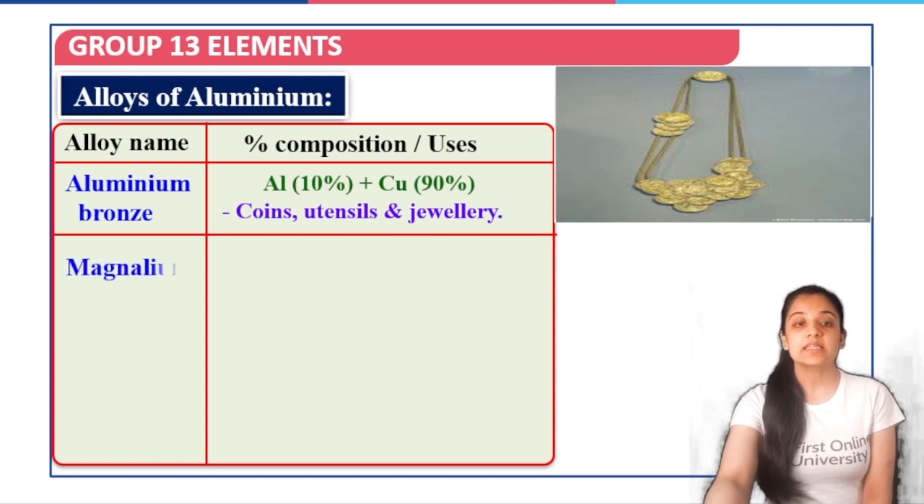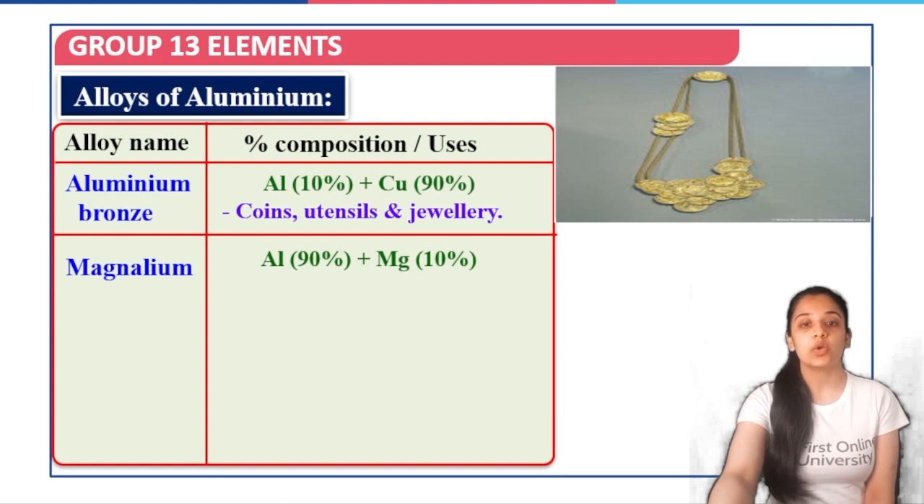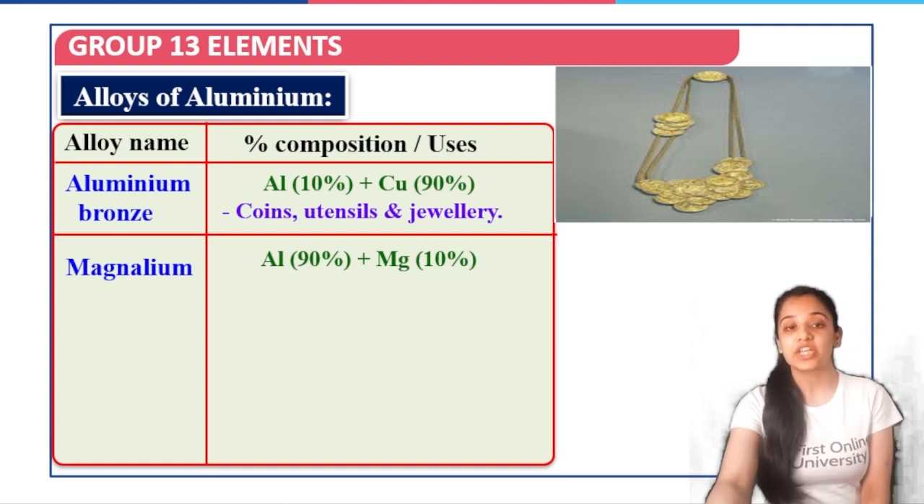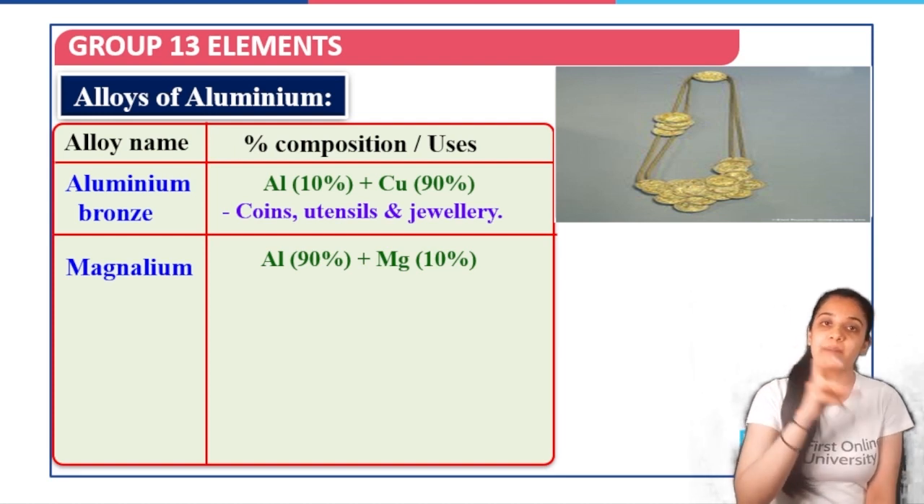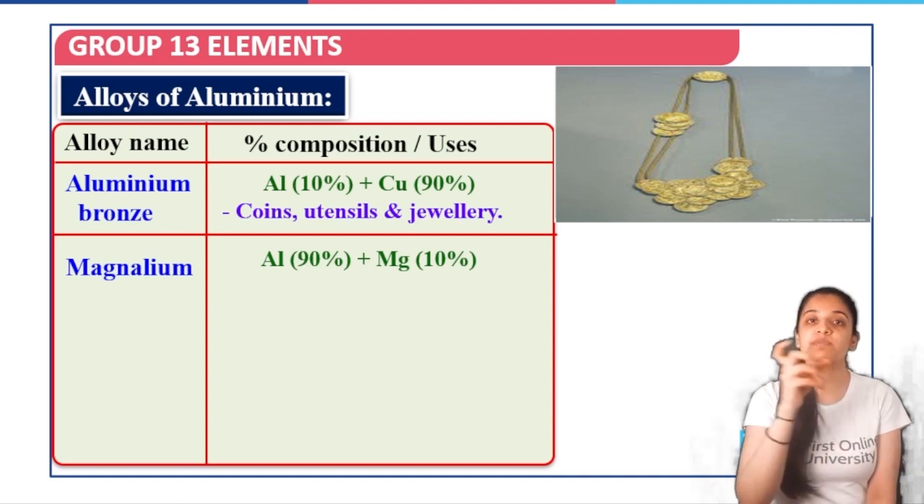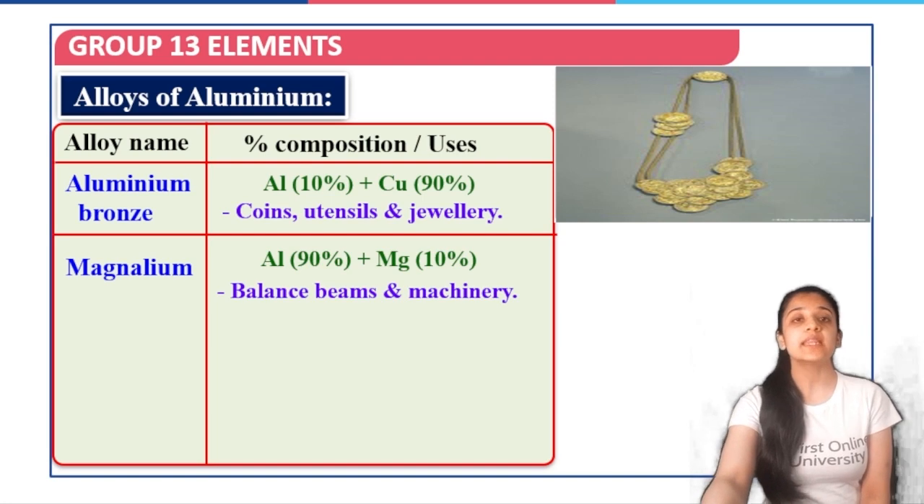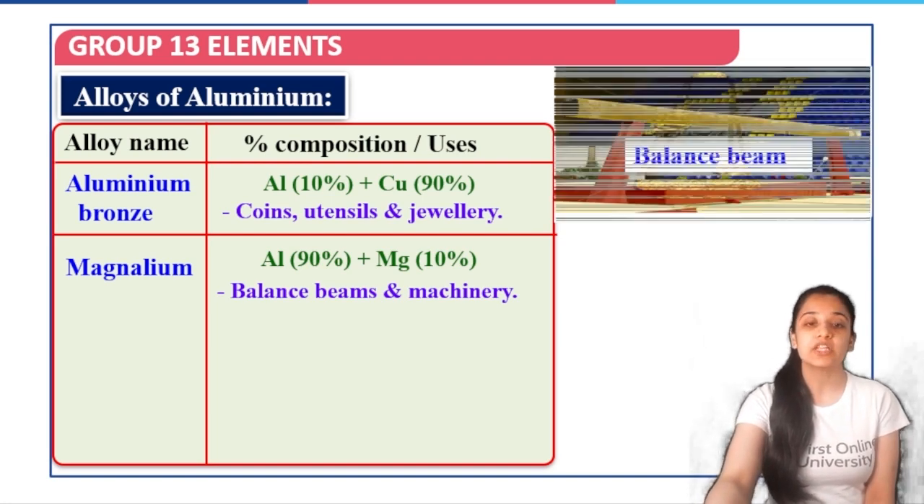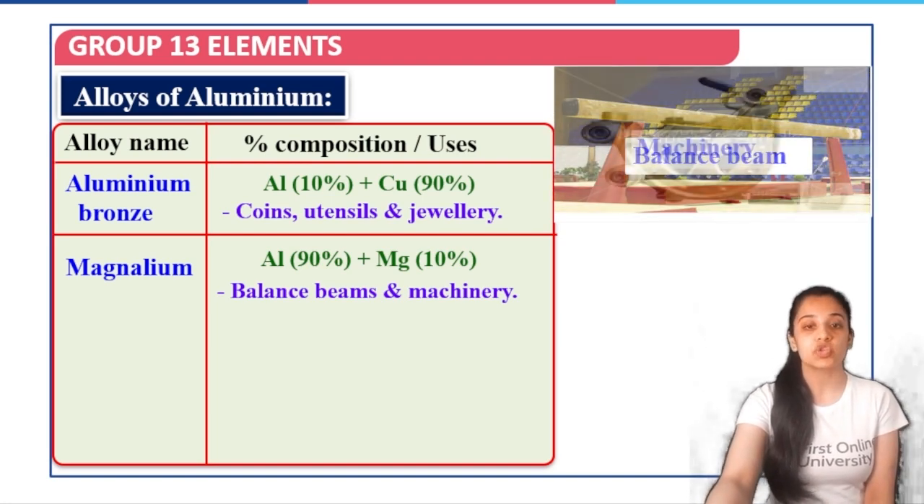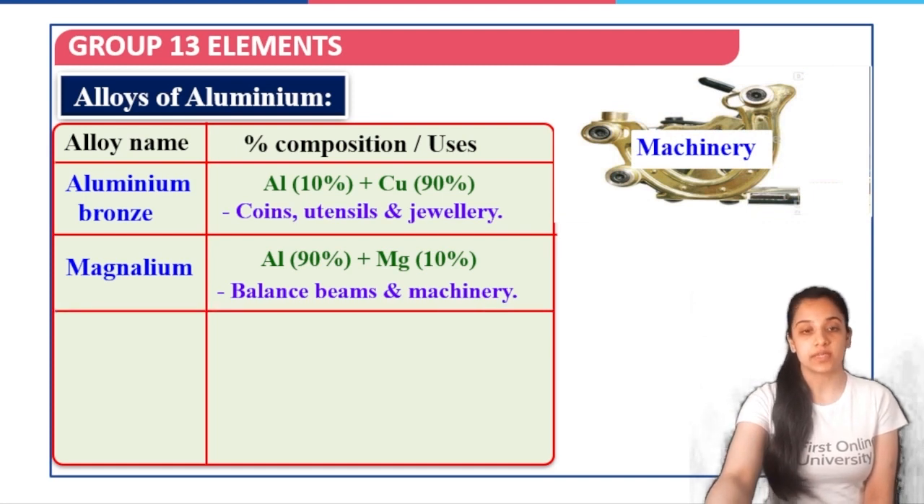Next is magnalium. Magnalium is 90% aluminium and just 10% magnesium, as is clear from the name itself. Magnalium comes from magnesium and aluminium combined together, and they are used in the making of balance beams, as you can see in the picture, and for certain machinery.